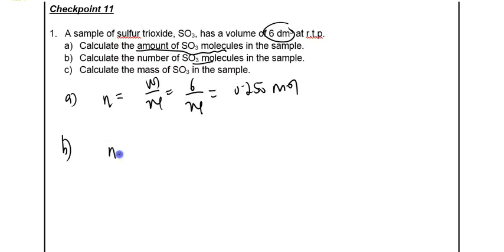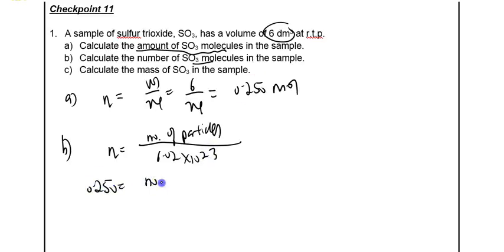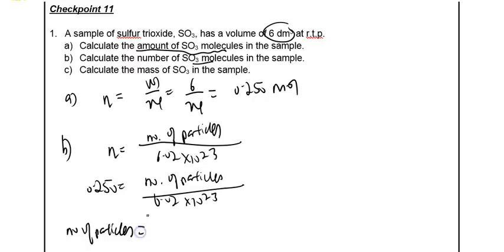For part B, to calculate the number of molecules, now we use the number of particles equation. So number of moles equals number of molecules divided by Avogadro's constant. If I sub in the values here, I will get my number of particles as 1.51 times 10 to the power 23.